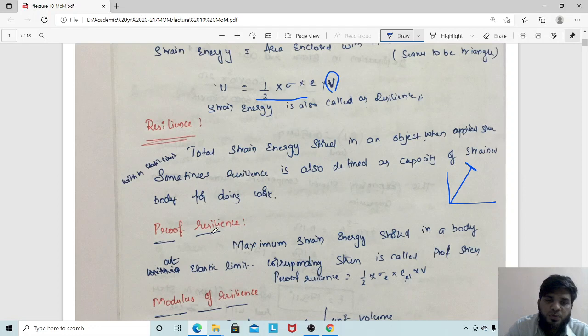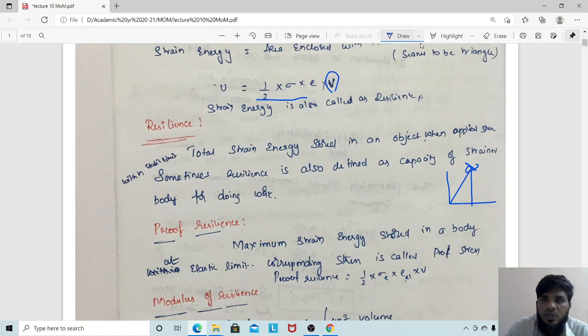But whereas proof resilience is exactly at this point. So for example, if you plot different curves, this is the curve for proof resilience. Similarly for resilience or strain energy, it can be based upon the type of stress you have applied. It can be the total curve or it can be the curve till here. That is what I am trying to highlight here.